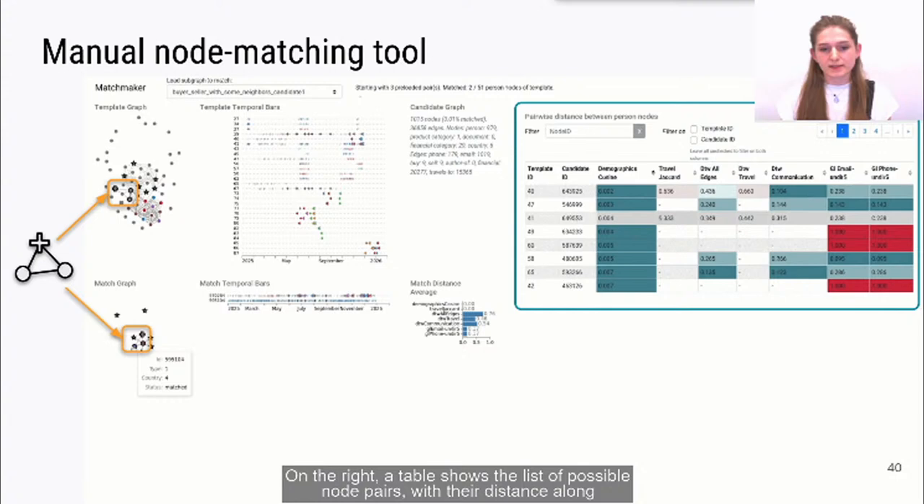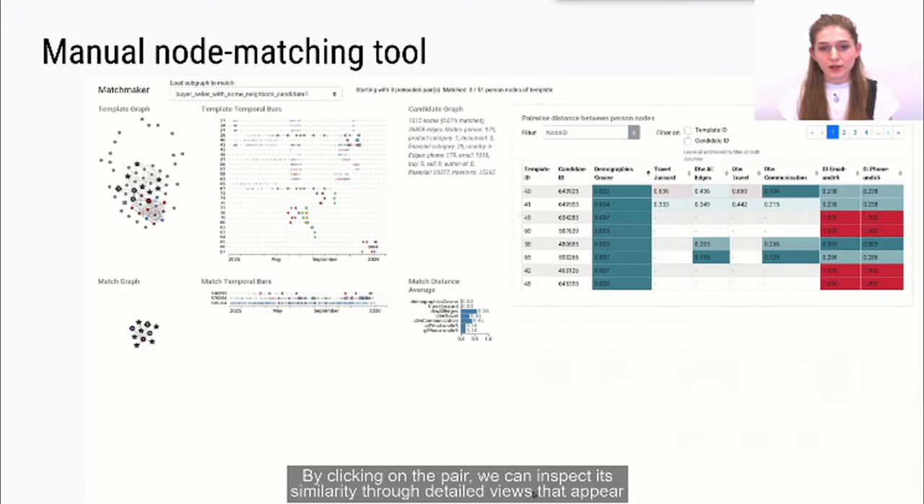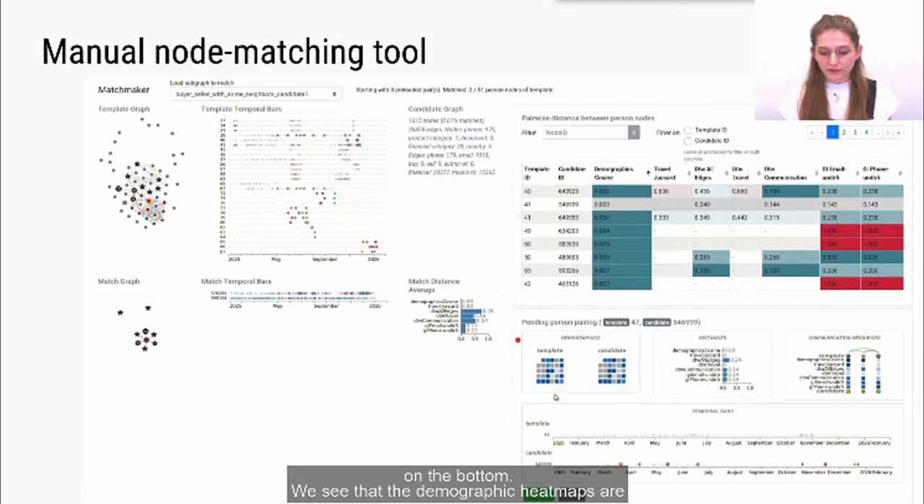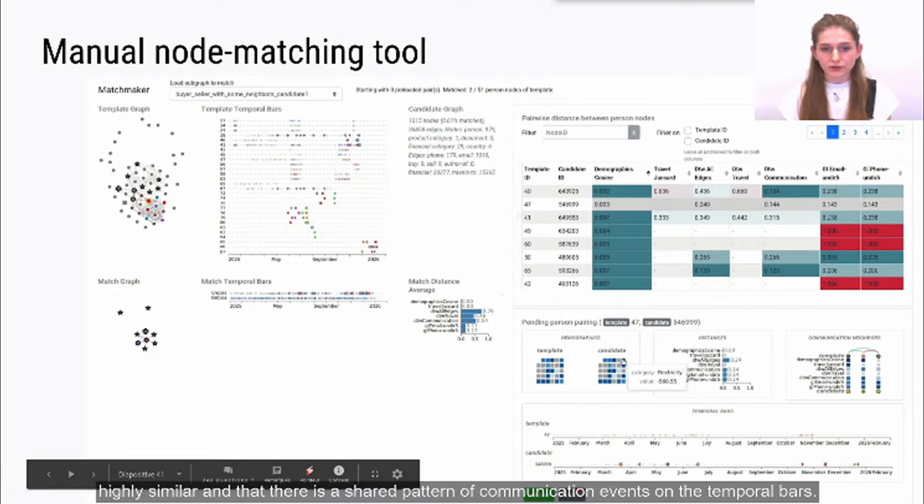We start by looking at node 47 because it is connected to the match nodes and also involved in a pair with promising results. By clicking on the pair, we can inspect its similarity through detailed views that appear on the bottom. We see that the demographic heatmaps are highly similar and that there is a shared pattern of communication events in the temporal bars. The views on the right look at the consistency of communication neighbors.